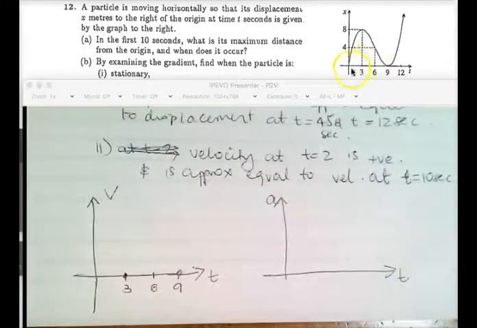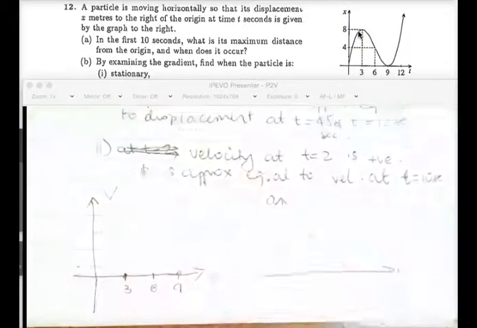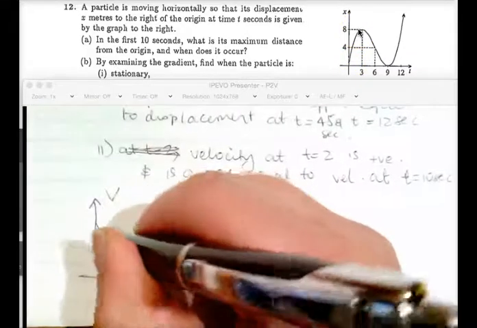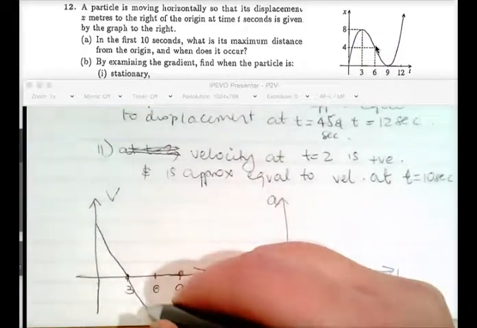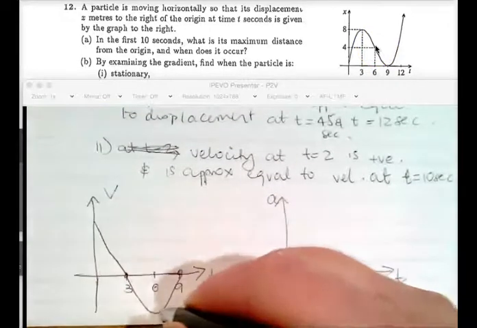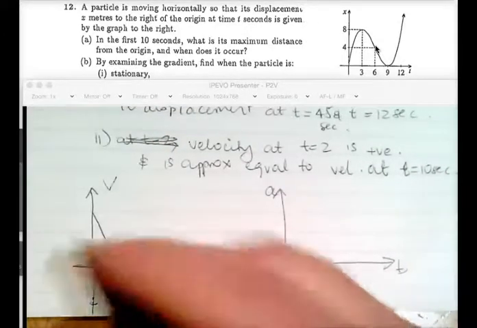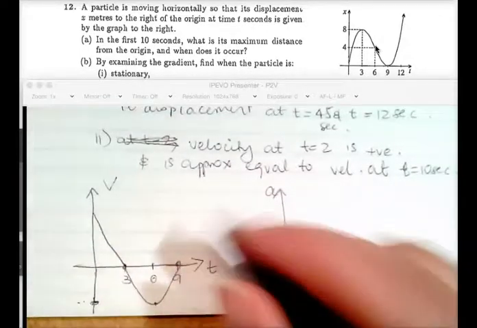Now, positive velocity, gradient of curve is positive from 0 to 3. So we've got positive velocity, and the gradient is steepest here, and then narrowest there. So it looks like this. And then we've got negative velocity from 3 to 9, but at t equals 6 seconds, you've got the maximum velocity, in the negative direction. So that'll be the steepest gradient, the biggest magnitude of velocity, but as a negative, and then it comes back up.